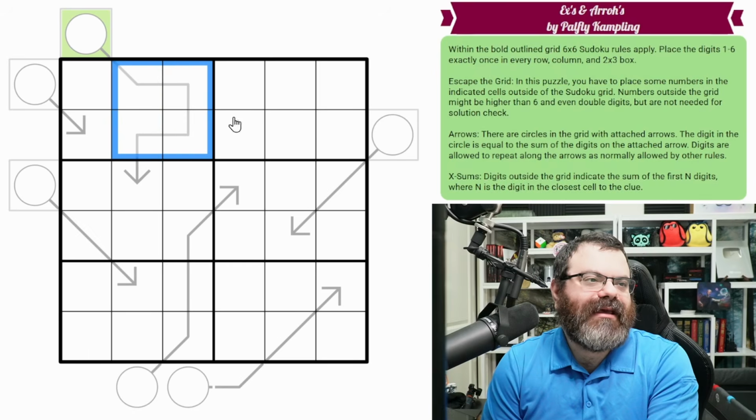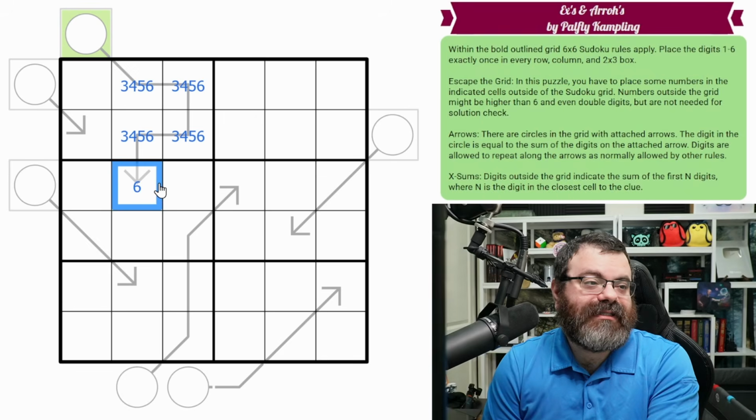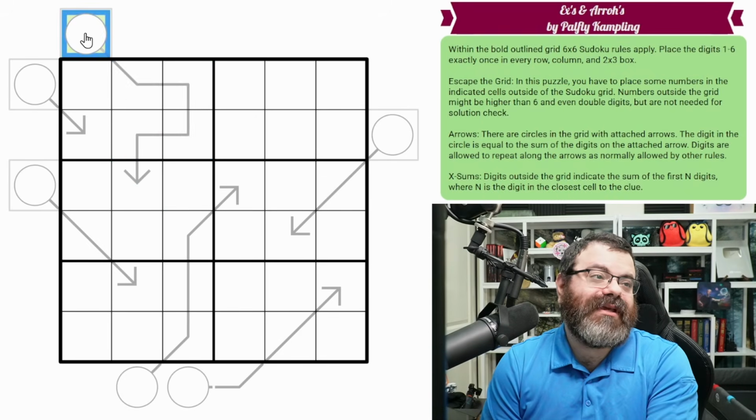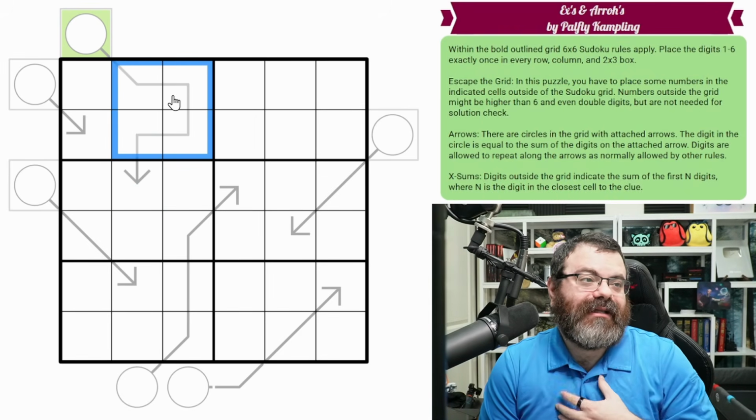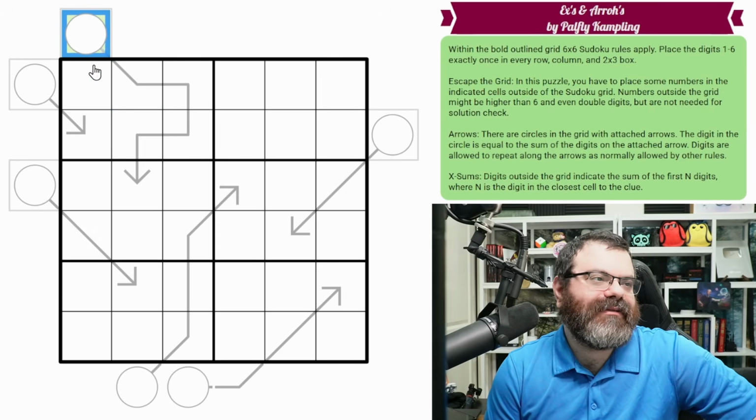So how big can it get, I guess? If this was 3, 4, 5, 6, then that adds to 18, and then 19. Sorry, the biggest this could be is 6. So this can be really big by the arrow. But it is at least 10.